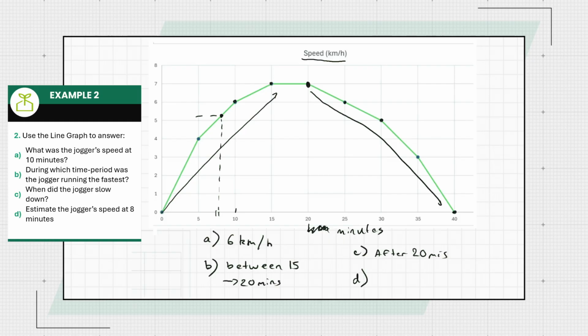Now if we go across to the vertical axis, we can see that's just above 5 kilometers an hour. So we might say this is about 5.2 or 5.3 kilometers per hour. And remember, it's an estimate, so it's not going to be exact. And additionally, the fact that this data doesn't include any subdivisions of the speed makes it harder to know what that estimate is. And even though we have some rough idea of where 8 minutes is going to be on our timeline down here, it's also not going to be particularly accurate either.